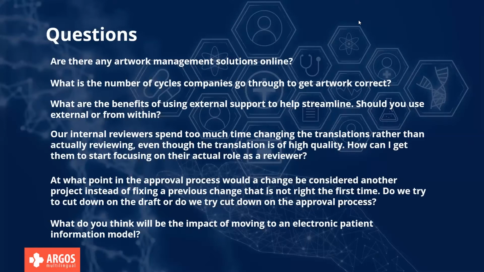There isn't really a standard performance, and companies can measure cycles in different ways. But if you've got a cycle of more than 1, your right first time is 0. So your focus should be cycle of 1 and get your right first time up from there.